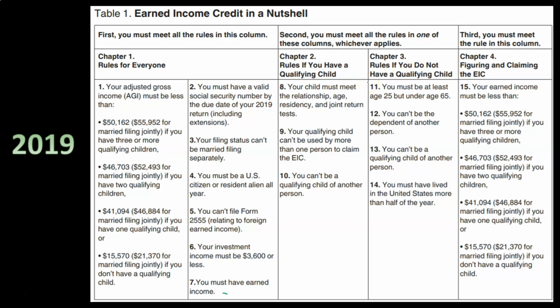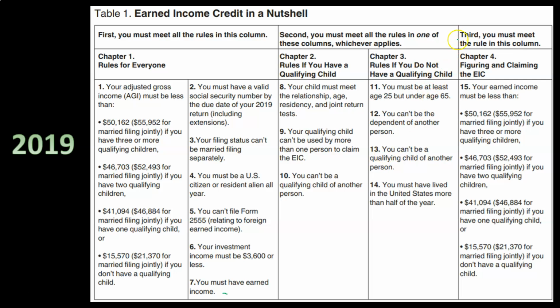So if you don't have a qualifying child, remember your threshold to get benefits will be much lower, and your AGI would need to be lower to get the benefits at that point. And then you must be at least age 25, but under age 65. So you can't be the dependent of, and notice they're kind of skeptical there of people trying to claim the benefit when they're possibly a dependent, right? They're saying you've got to be over 25 in order to get the benefit if you have no qualifying children. So you can't be the dependent of another person. You can't be a qualifying child of another person. You must have lived in the United States for more than half the year.